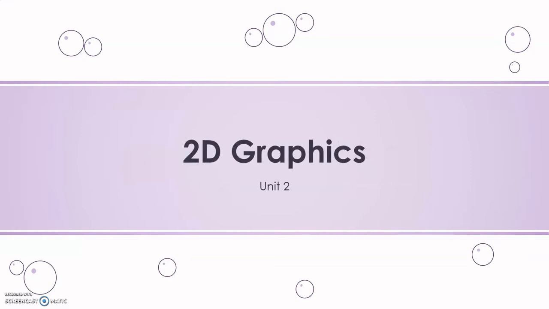So, in the last episode, we have completed Unit 1 and I am moving on to the second unit in CG, that is 2D graphics. In 2D graphics, we are going to discuss points and lines.